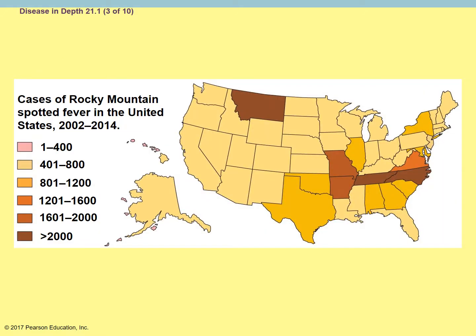This map shows the number of cases of Rocky Mountain spotted fever in the United States from 2002 through 2014. If you notice, I just want to say, even though it is referred to as Rocky Mountain spotted fever, the majority of the cases actually are in the southeastern part of the United States and not in the Rocky Mountains. It's just that's where it was first identified.